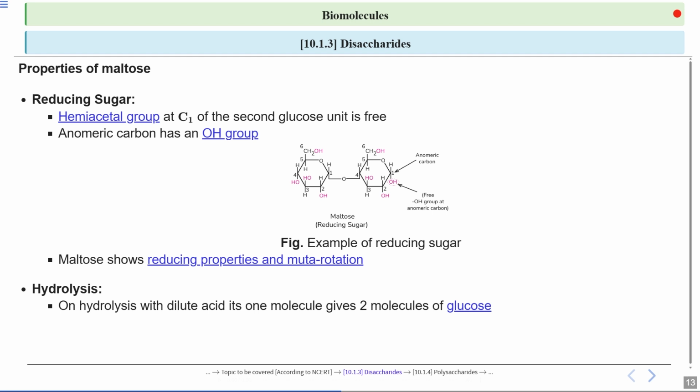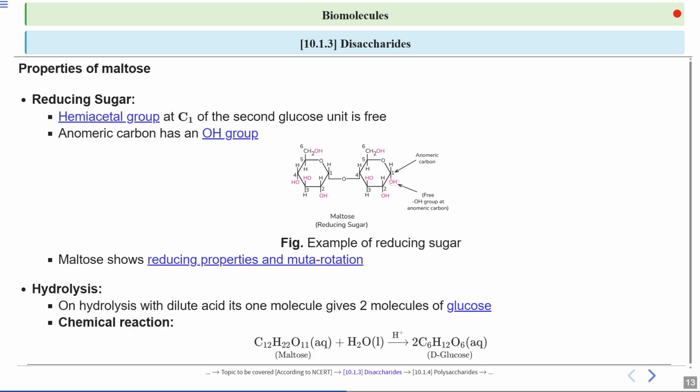So, we will see that when we hydrolyze maltose using dilute acid, one molecule of maltose reacts with water to produce two molecules of glucose. So, this is a very common reaction in digestion where enzymes or acid break down complex sugars into a simpler one that our bodies can use.